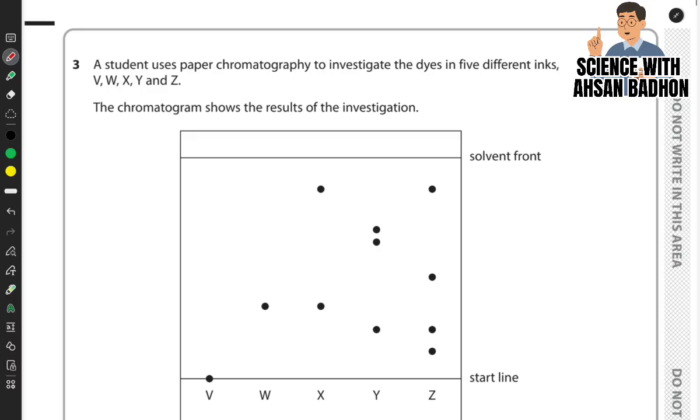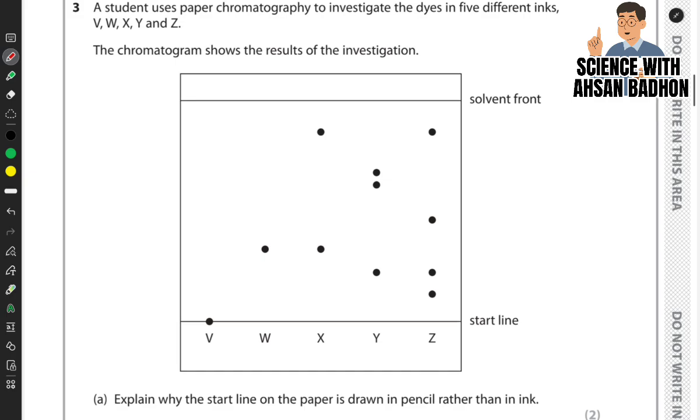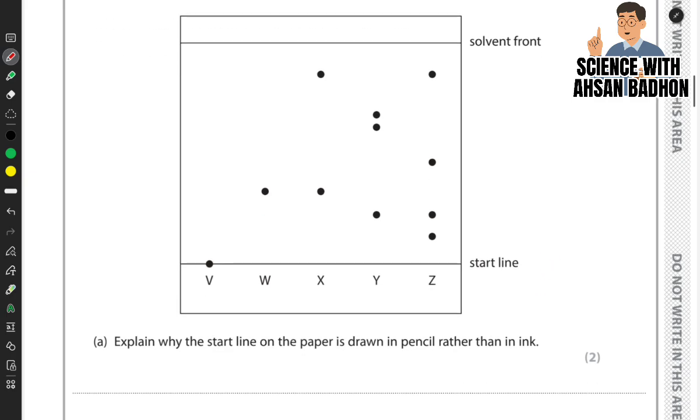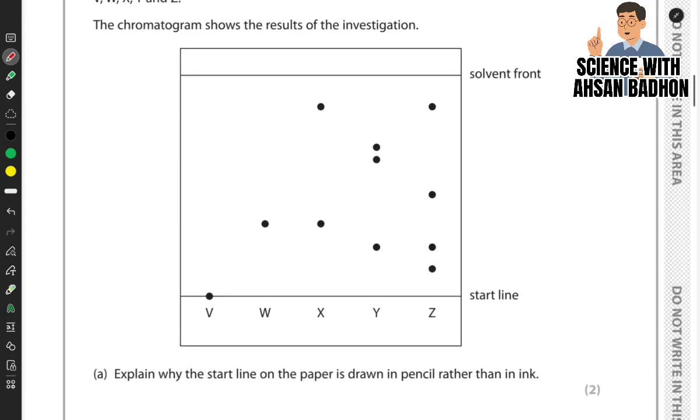A student uses paper chromatography to investigate the two dyes in 5 different inks, V, W, X, Y and Z. The chromatogram shows the results of the investigation. So here is the chromatogram and there are 5 dots given here. So Z looks like it is the standard dye, or it is showing which type of dye the other 4 are.